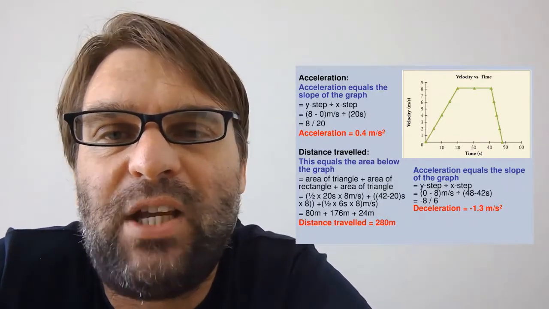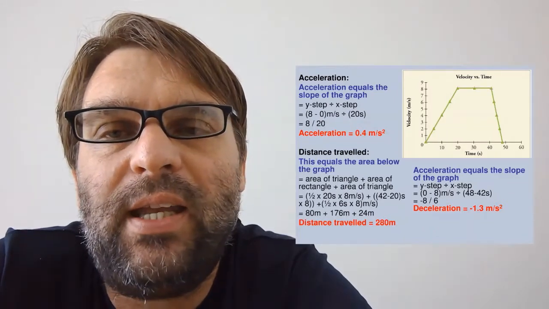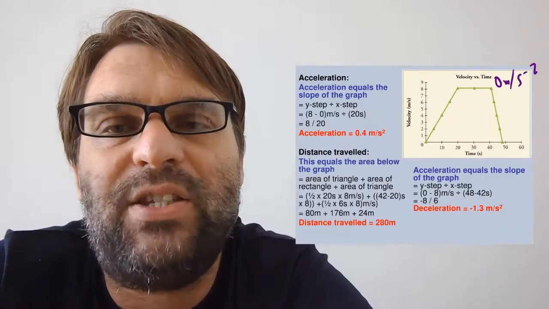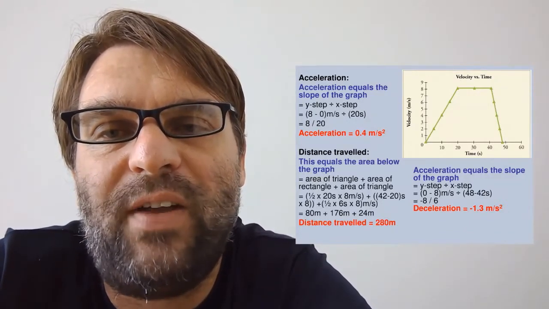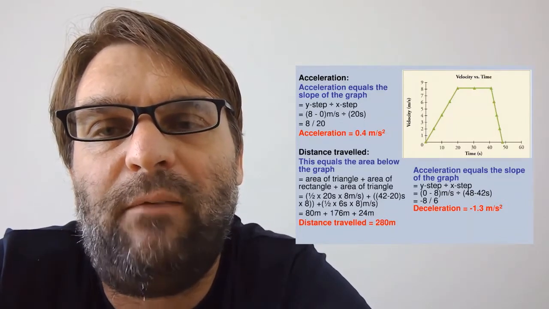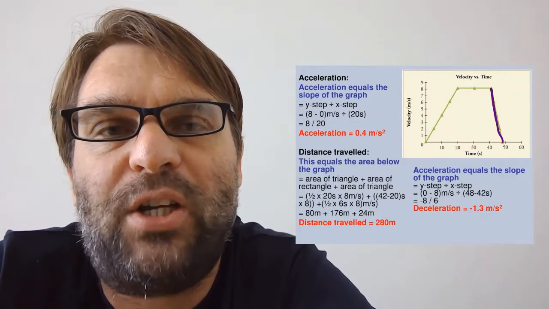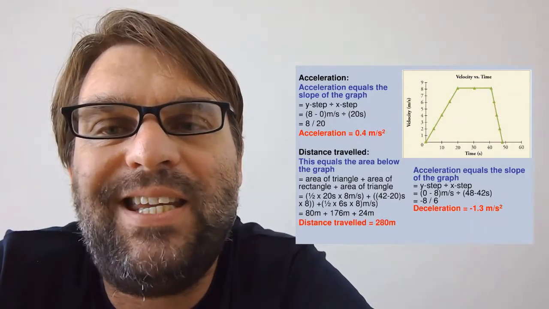For the second portion of the object's travel, from 20 seconds onwards, it is horizontal, which means that the object is not accelerating, so the acceleration is 0 meters per second per second. The velocity is constant. For the final portion of the object's travel, you can see that it is a negative gradient. It is decelerating.